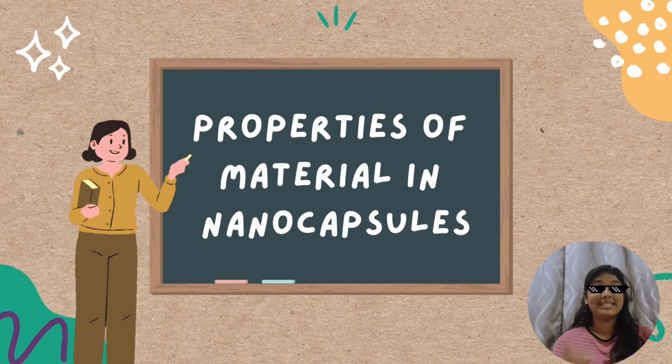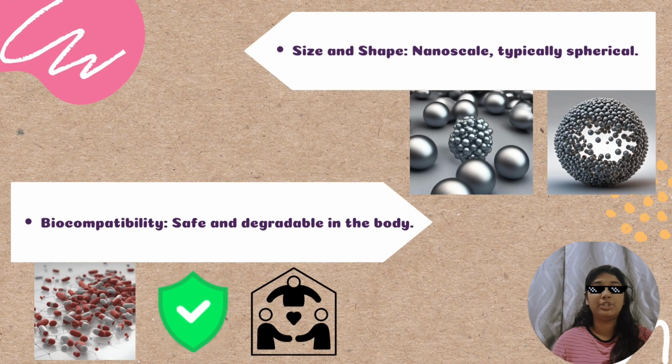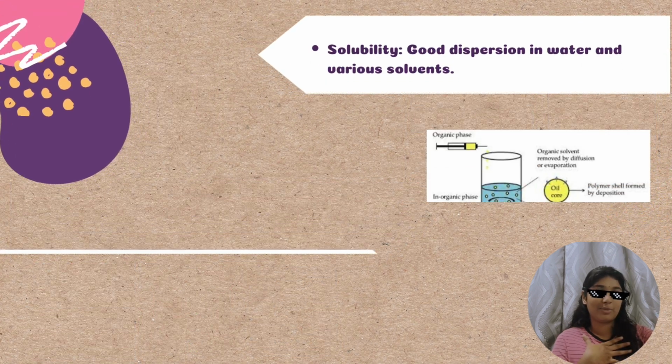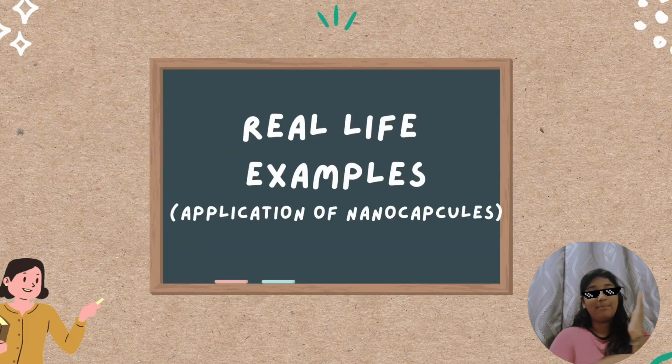Properties of materials in nanocapsules. What are they? Let's dive into it. Nanocapsules are usually nano-scale, typically spherical. They also have biocompatibility, which means they are safe and degradable in our body. They also have solubility, which means good dispersion in water and various solvents. They also have high permeability, which means they selectively allow substances to pass through a barrier.